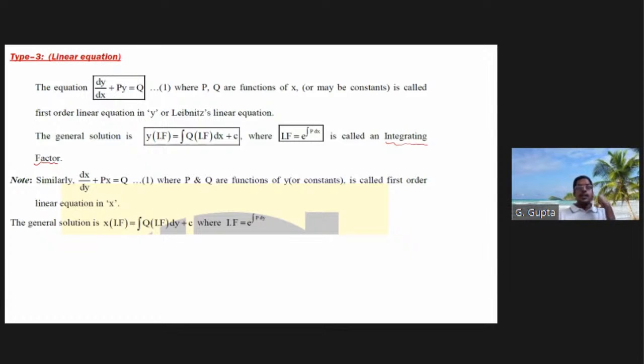Now, in the above equation 1 and its general solution, wherever x and y appear, just interchanging x and y, you will get the first order linear equation in x, that is dx by dy plus p into x is equal to q, where p comma q are functions of y, or constants. Earlier it was x, because in dx by dy, y is the denominator, that is the independent variable. This is called first order linear equation in x. In the general solution above, interchanging x and y, you get x into IF is equal to integral q into IF dy plus c, where IF is equal to e raised to integral p dy. Please learn by heart.